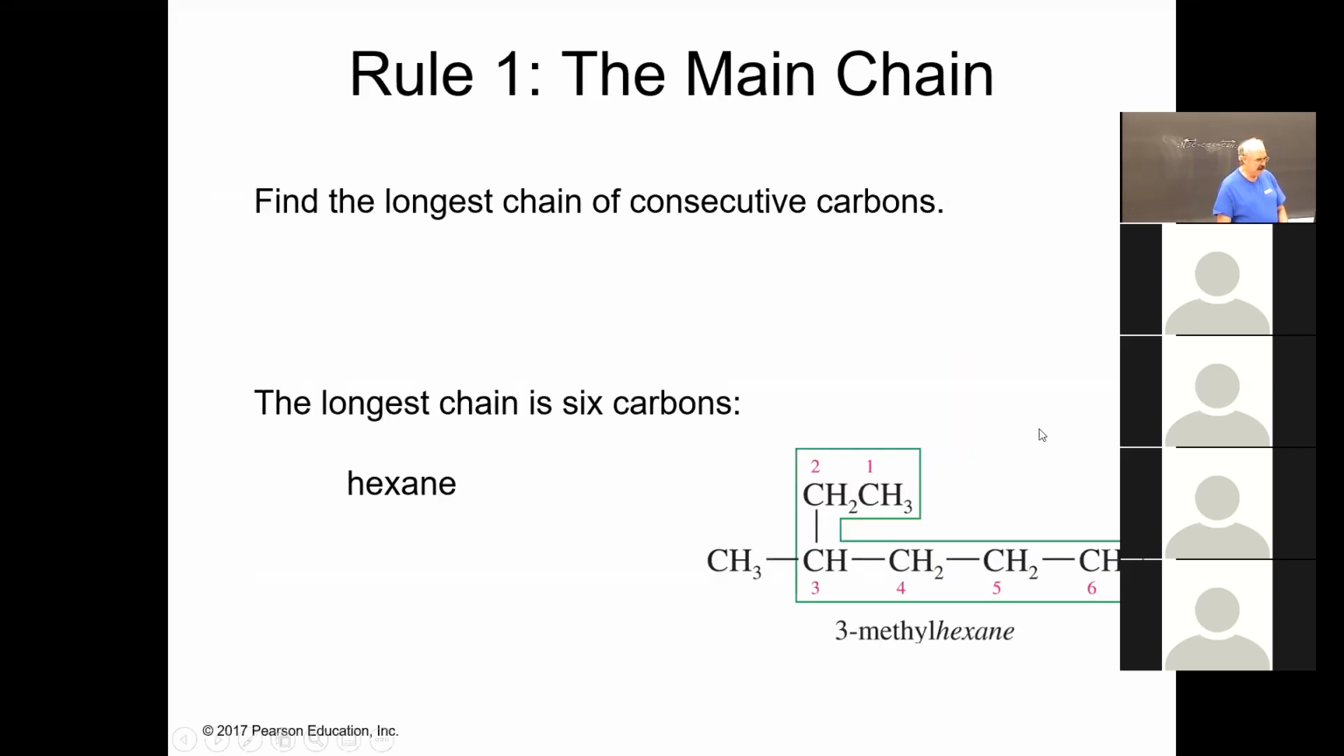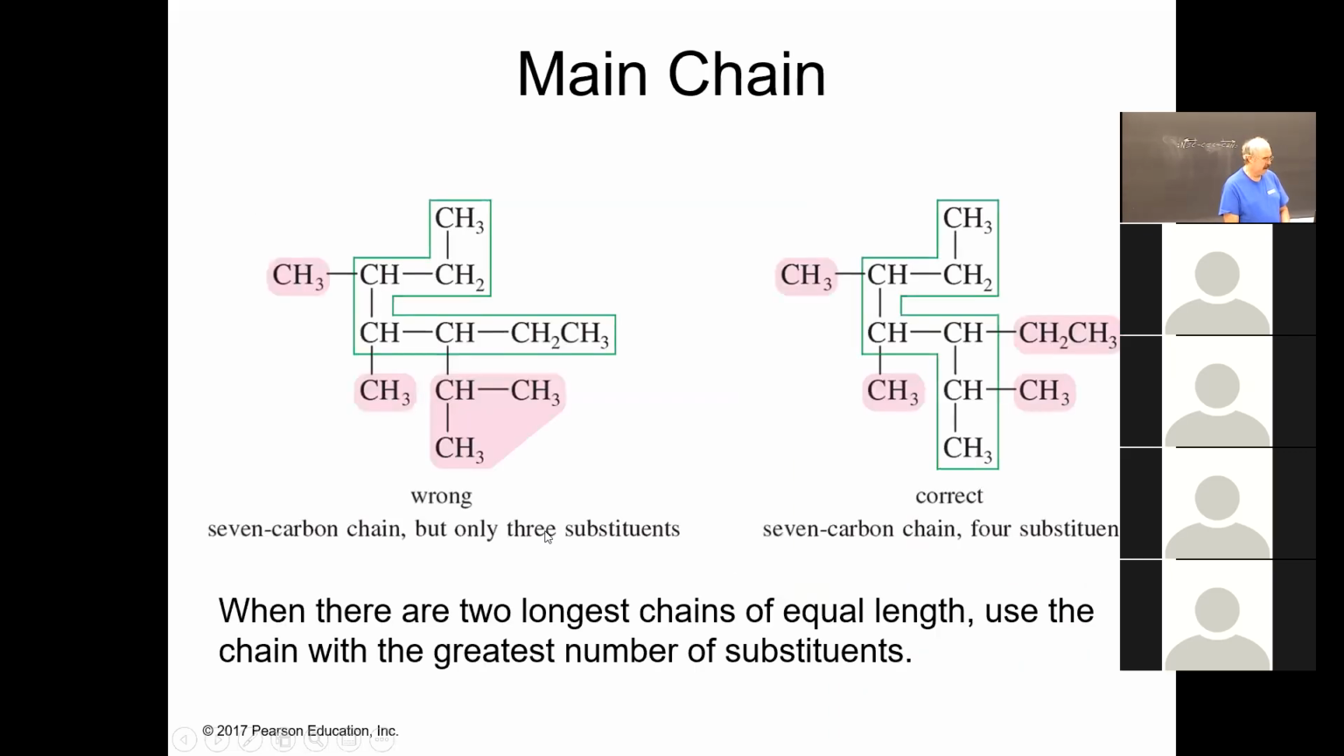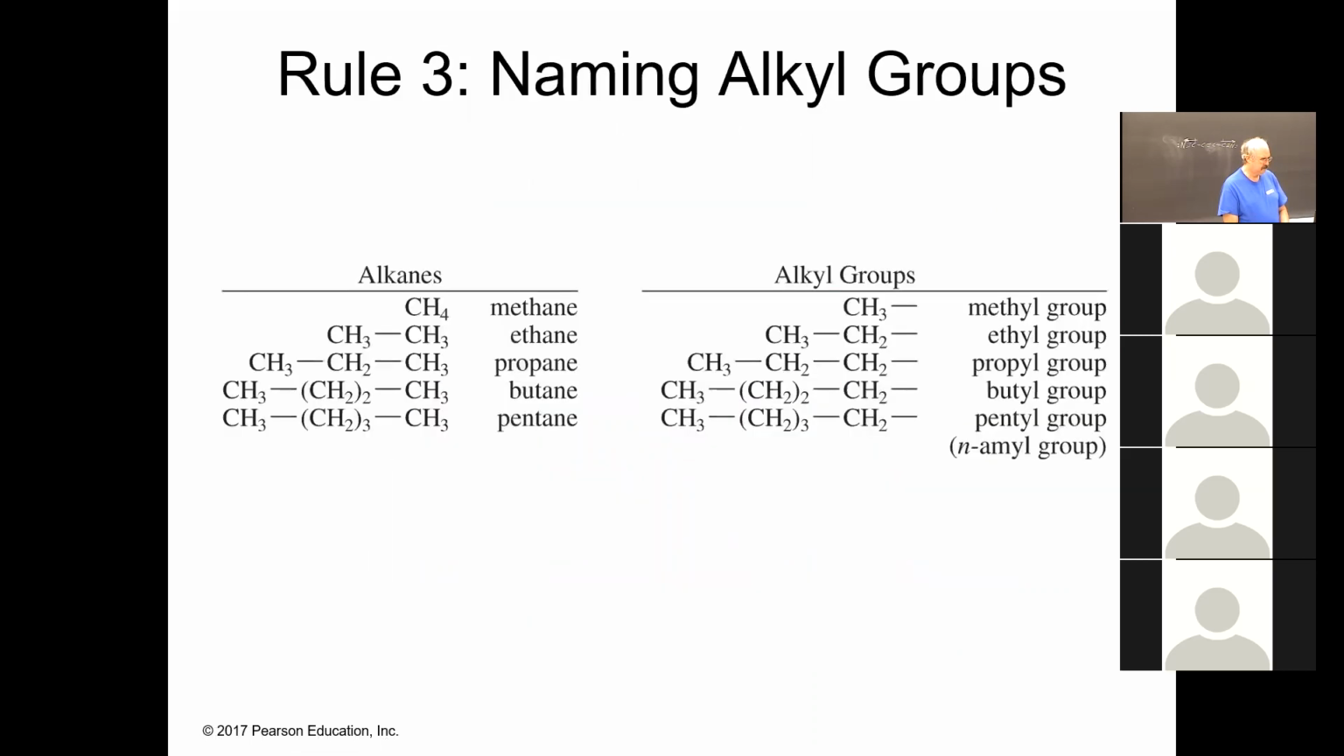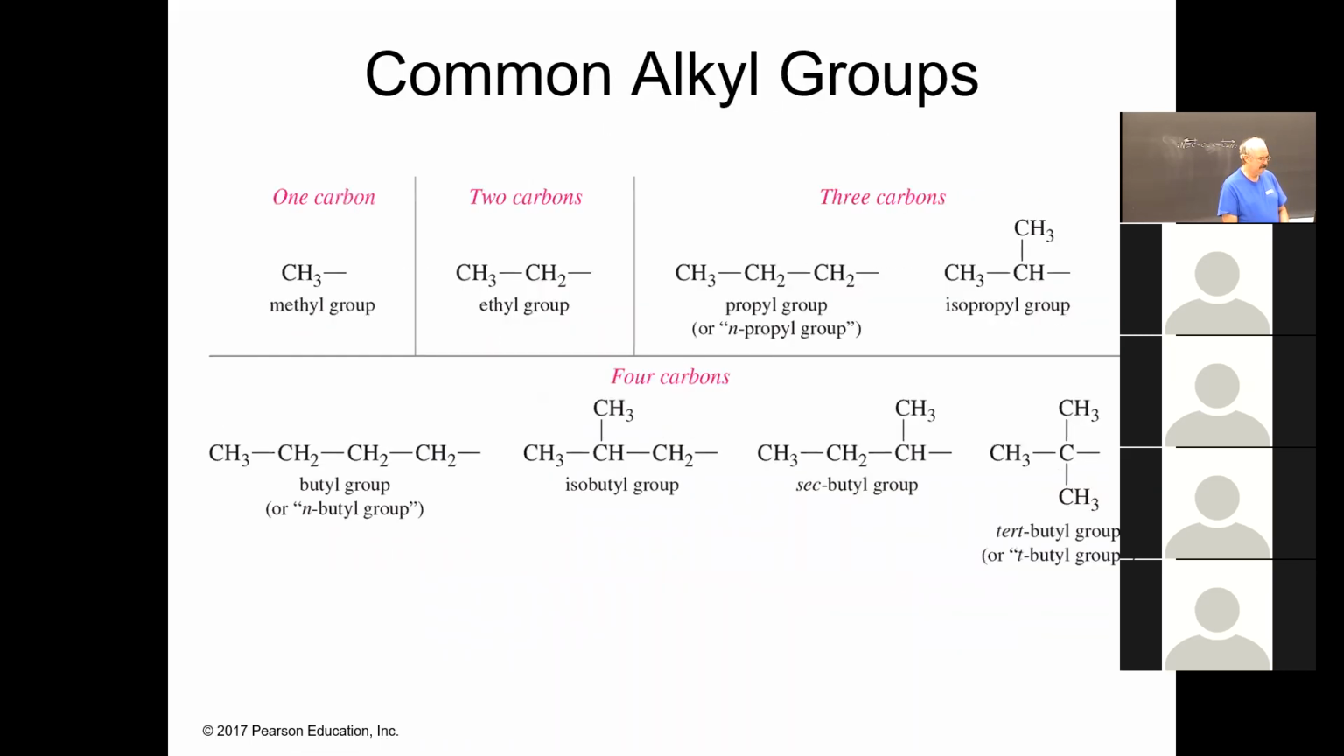The longest chain is the parent compound regardless of how it's written. So in this case, the longest chain is hexane, not pentane. Okay, make sure you know all of these common alkyl groups as substituents. Be able to recognize them.